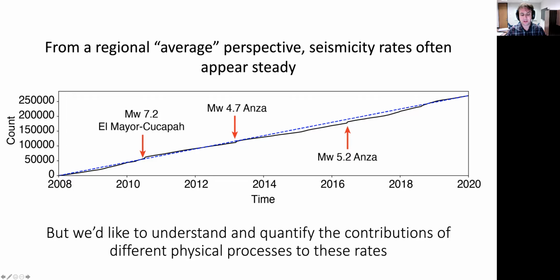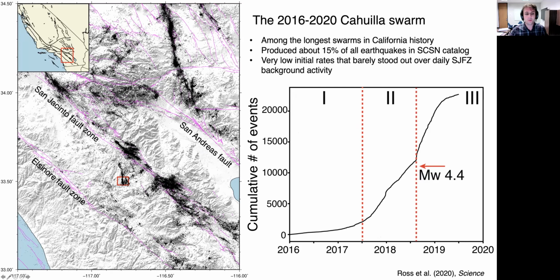And to give you perhaps a very extreme example, here we have a swarm that we called the Cahuilla swarm. It started in 2016 and it occurred within this little red box here. So just to the southwest of the Anza Gap and pretty much right in the heart of where this observatory is. And this is among the longest swarms in California history since the beginning of the instrumental era. And it produced something like 15% of all the earthquakes in the SCSN catalog during that time.